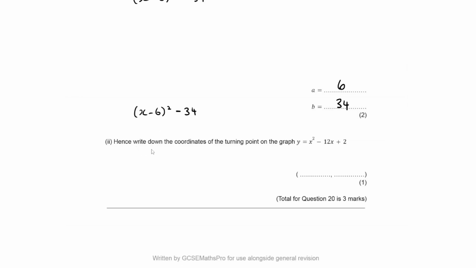Now, part II, hence, so that means therefore, write down the coordinates of the turning point of the graph y equals x squared minus 12x plus 2. That's the same graph, isn't it? So the turning point is when you've completed the square, you can just have a look at this. The number next to the x is the x coordinate. However, just remember with x, we do change the symbol, so that becomes positive. The number on the outside is just as it is the y coordinate, so negative 34. So hopefully quite nice 3 marks for that question.